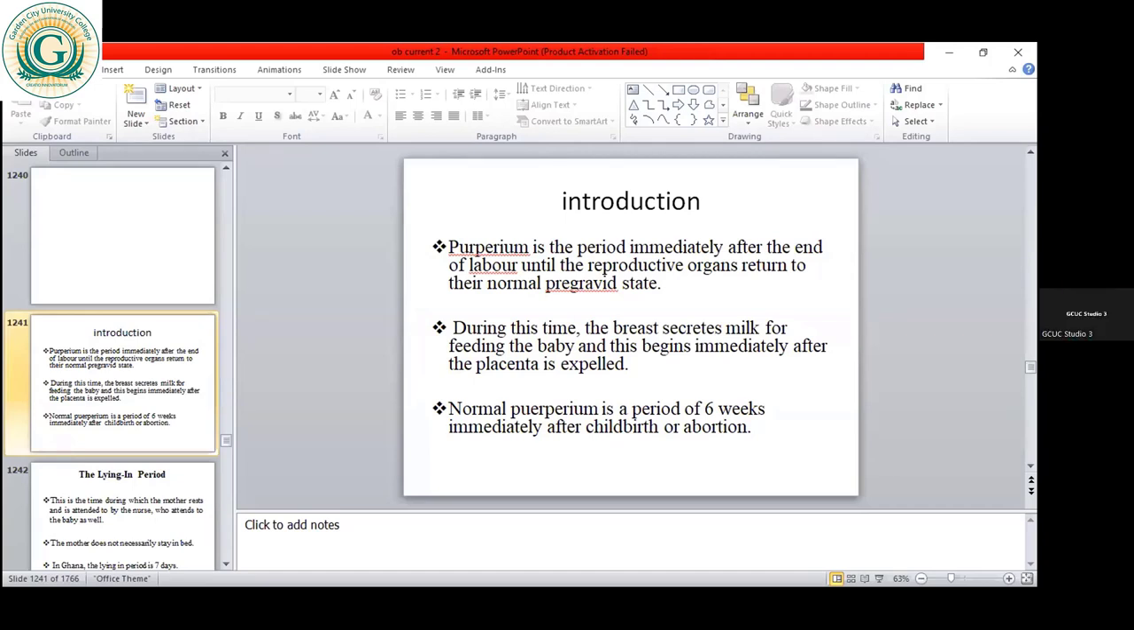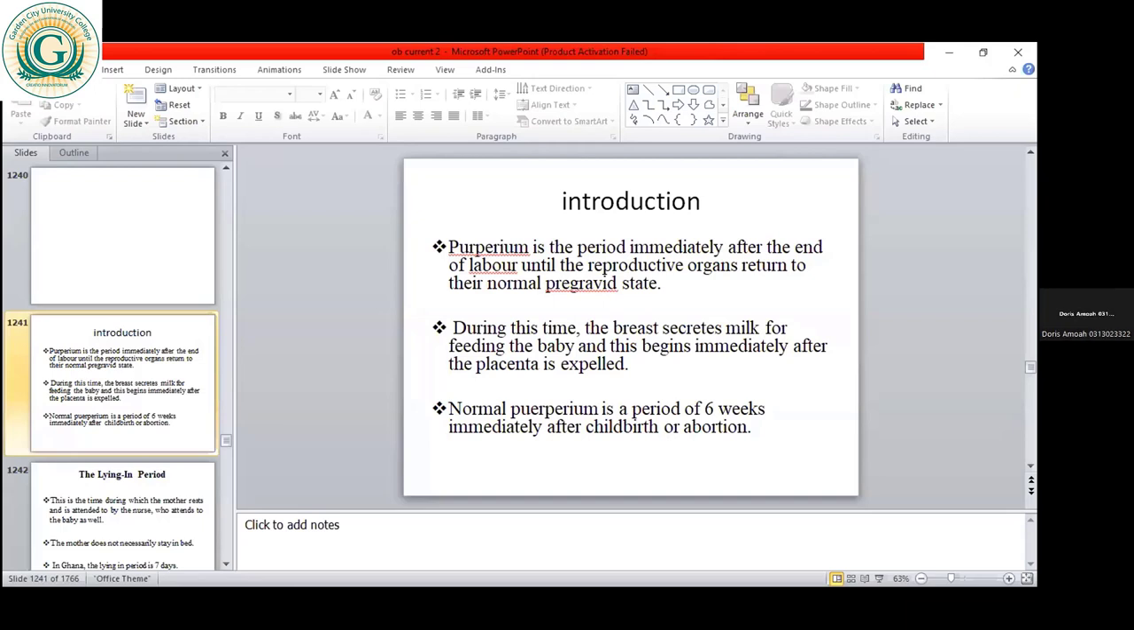Now, when we say puerperium, puerperium is a term given after delivery. It is the period immediately after delivery, and not just after delivery, but until the reproductive organs return to the normal pre-gravid state.